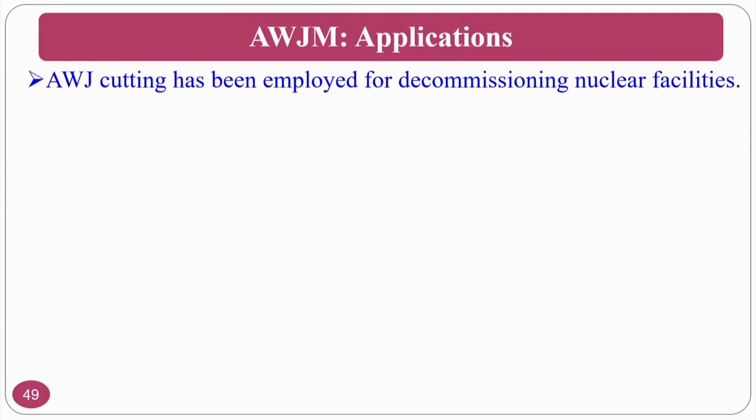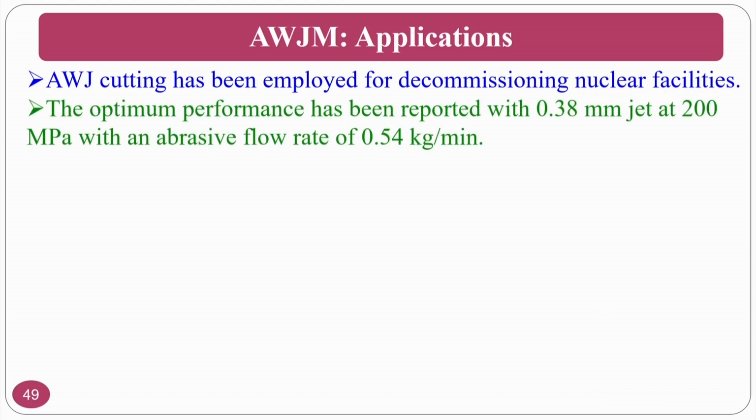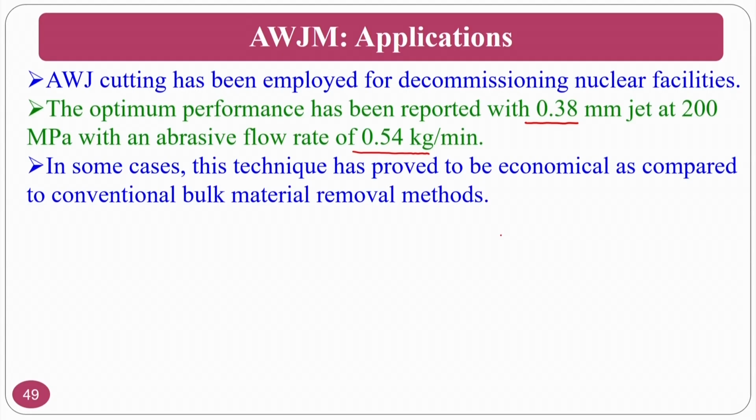Applications: abrasive water jet cutting can be employed for decommissioning of nuclear facilities, which is one of the good things. Normally, nuclear facilities and similar installations are very delicate to decommission, and this particular process can do that application. The optimum performance has been reported normally with a 0.38 mm jet at 200 megapascal with an abrasive flow rate of 54 kg per minute.